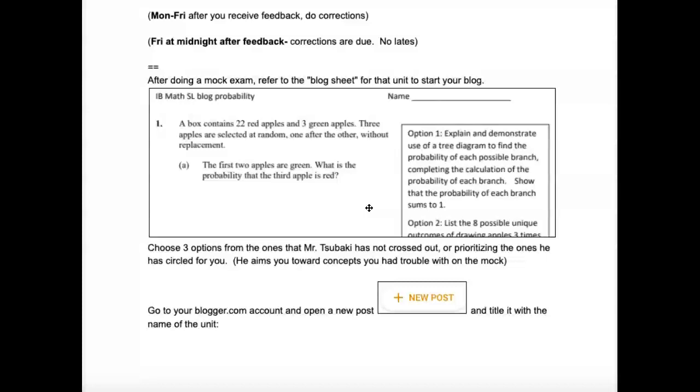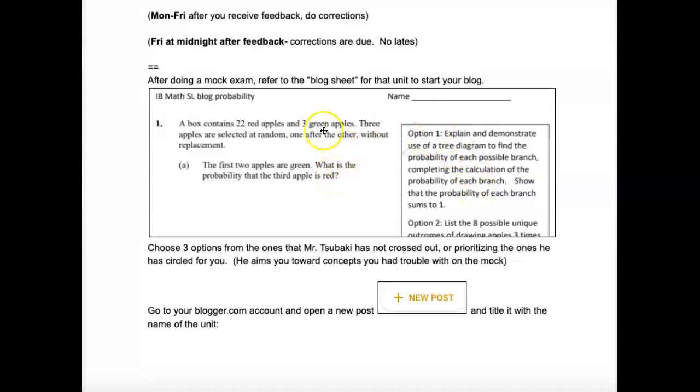Okay, now I'm going to talk about how to actually do a blog. So what does a blog sheet look like? A blog sheet looks exactly like a mock exam, except instead of the reflection space that's on the right side, what you're going to have are blog options, which are 1 to 3 questions about the problem that's at the left.